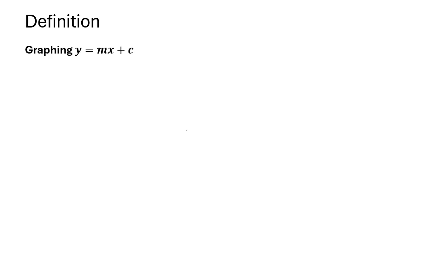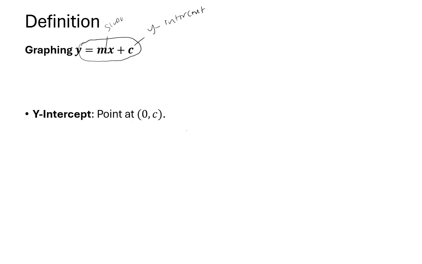So if you want to sketch a linear graph, which we know has an equation of the form y equals mx plus c, where m is the slope and c is the y-intercept, whenever we want to plot this kind of graph, we just need to follow two steps.